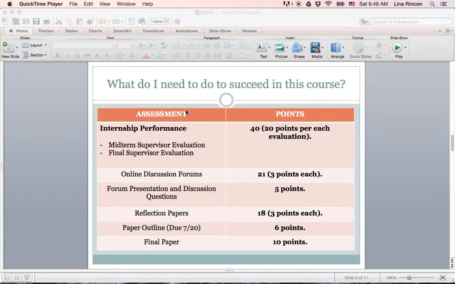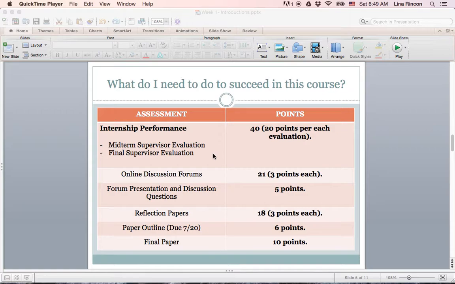All right, I would like to go over the different aspects that are going to be evaluated this semester with you so you can get a sense of what to expect. So I'm going to go over this particular table that I showed you in the last lecture. I would like to begin with the internship performance, which is 40 points of your final grade. As you can see here, 20 points of these 40 points are a midterm supervisory evaluation, and the other 20 are the final supervisory evaluation.